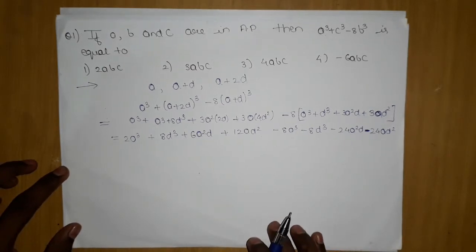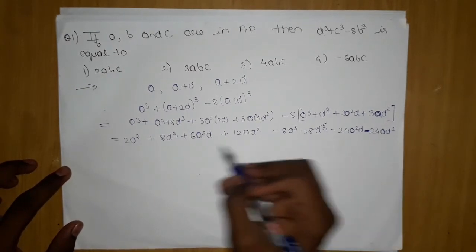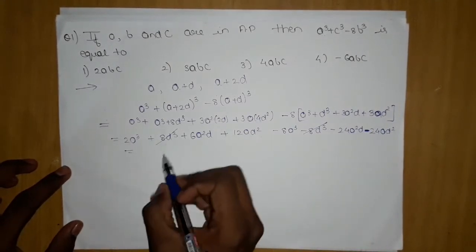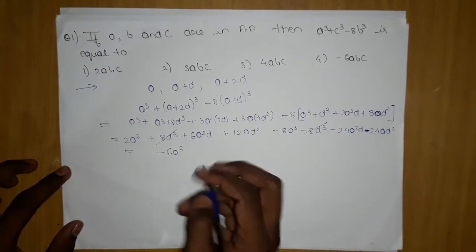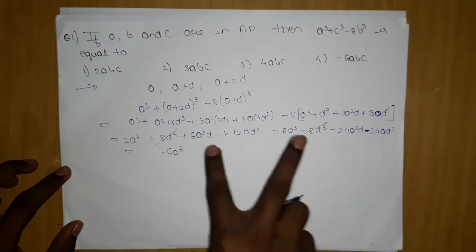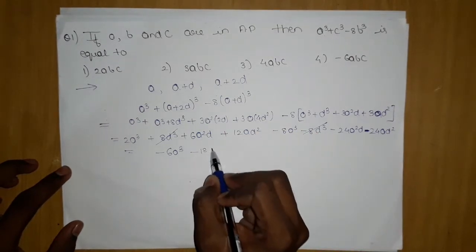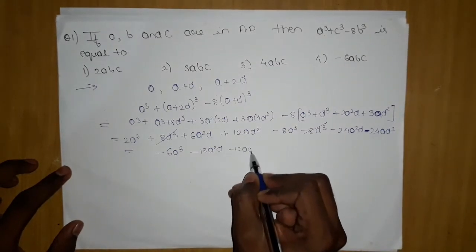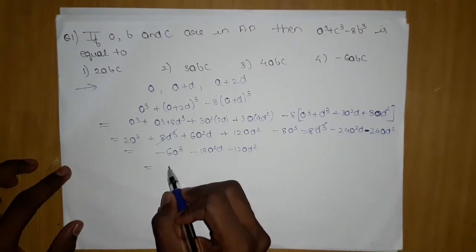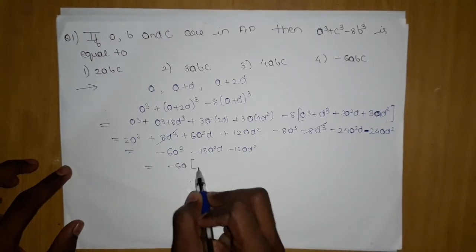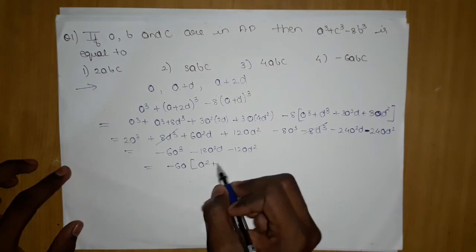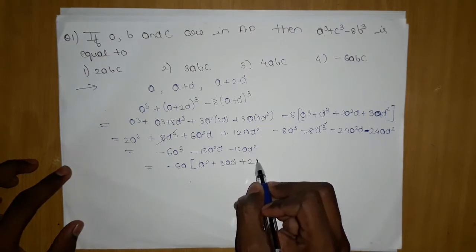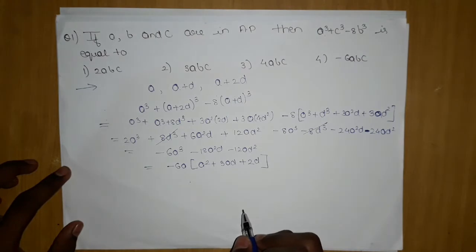After this step, we can see that some terms cancel out. This will simplify and this will also simplify. So finally we have minus 6a cube, minus 18a square d, and minus 12ad square. Now a is common in all of them and minus 6 is common, so we take minus 6a common. That leaves a square, 3ad and 2d square.